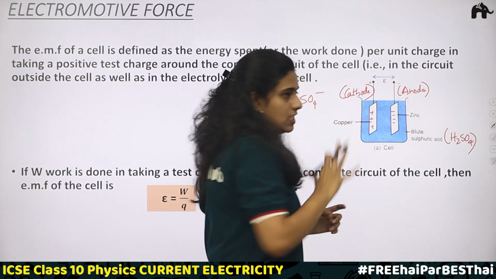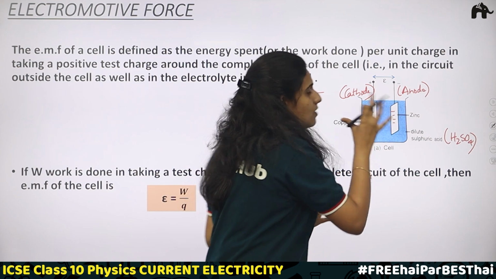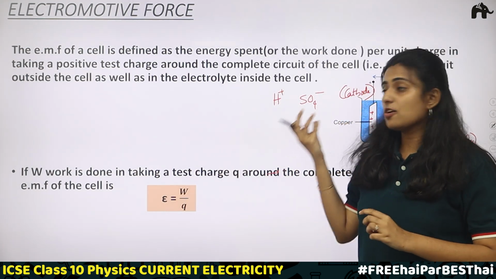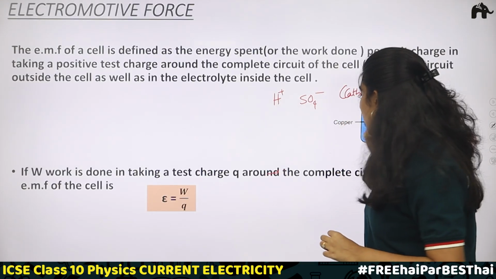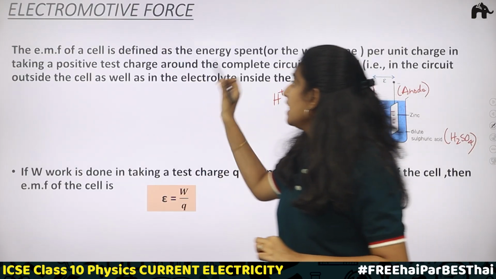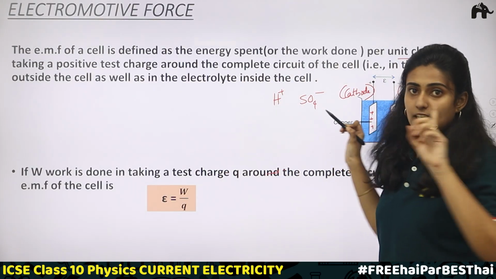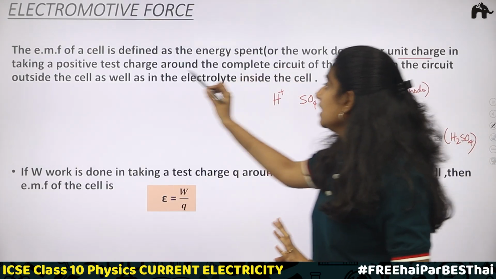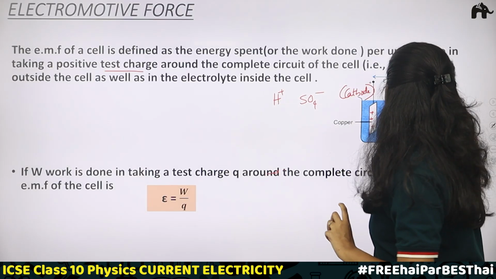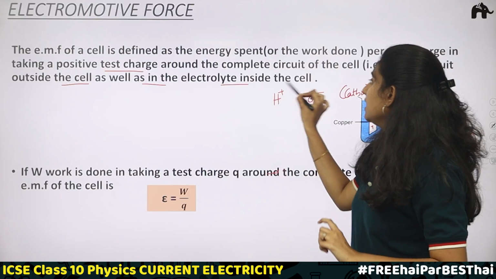Due to this potential difference, what is happening? The current or charges are flowing. So there is work done in moving the charges. This work done to move positive charges will be called the EMF of the cell. We can define EMF. EMF of a cell is defined as the energy spent or the work done per unit charge in taking a positive test charge around the complete circuit of the cell. That is, in the circuit outside the cell as well as in the electrolyte inside the cell.